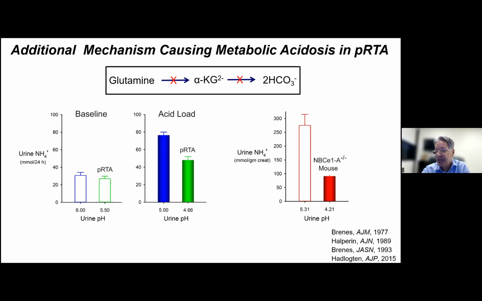And the same thing was seen. People have made NBCe1A knockout mice, and they have the same sort of thing as the humans. Their urine pH is low because they're in a steady state with proximal RTA. But look at the urine ammonia. And this is a mouse with severe metabolic acidosis. The urine ammonia is way less even than a normal mouse without a metabolic acidosis. So the same sort of phenomenology can be replicated in the mouse.